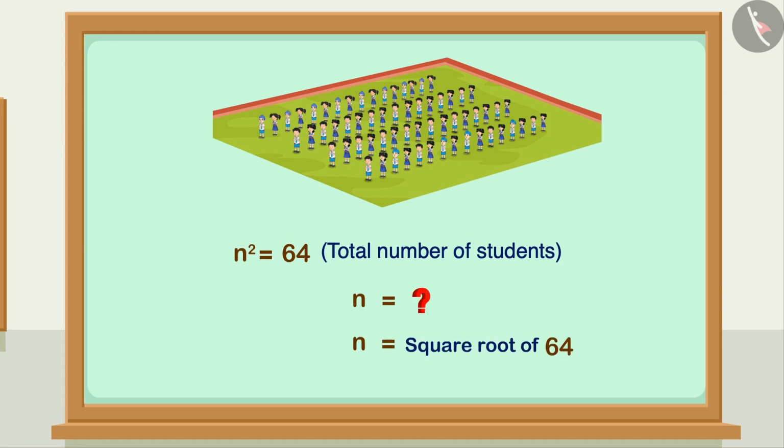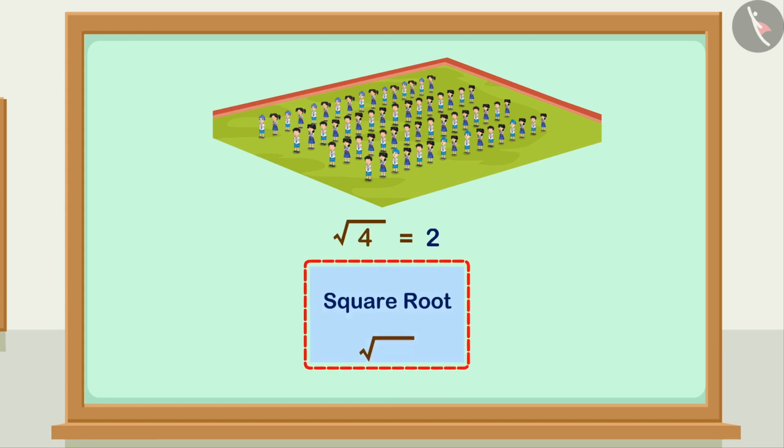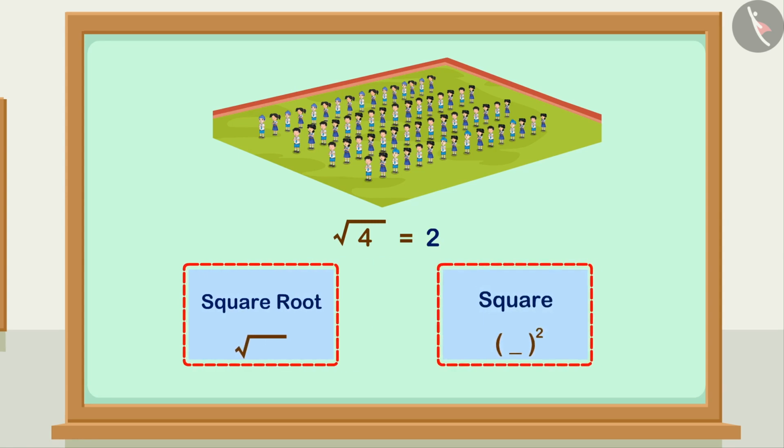A number whose square will be equal to 64 will be called the square root of 64, which we represent as such. If 2 times 2 is equal to 4, then the square root of 4 will be 2. Finding the square root is the inverse operation of squaring.